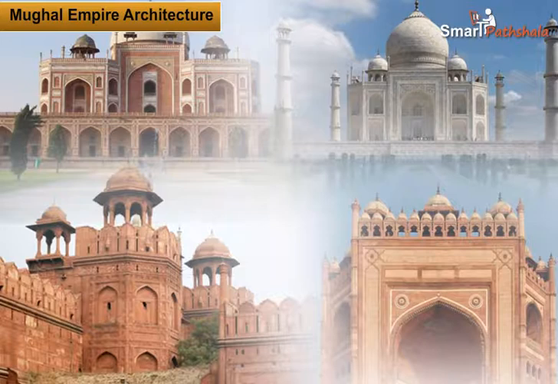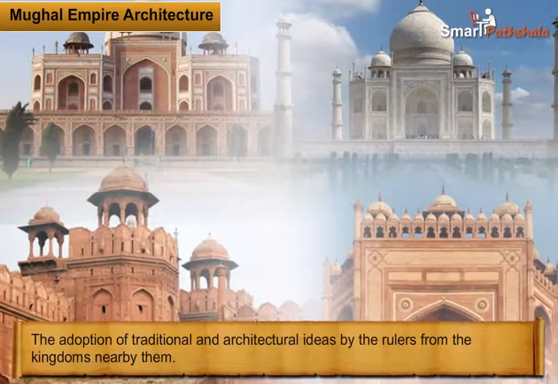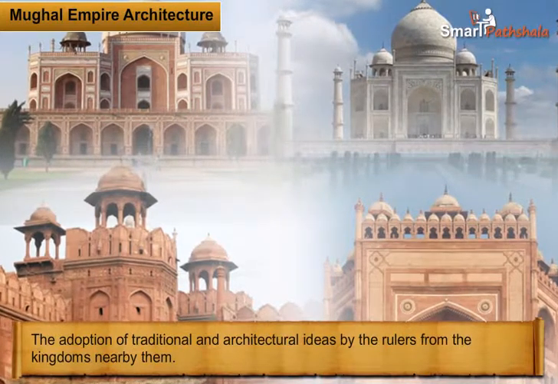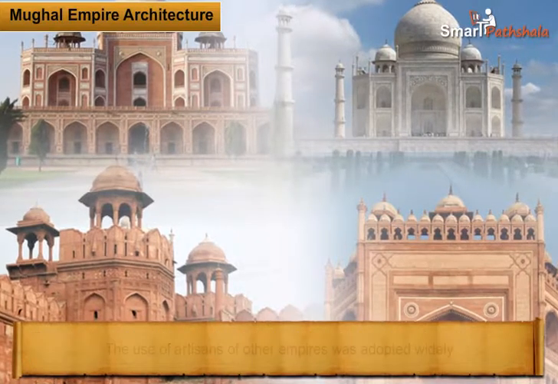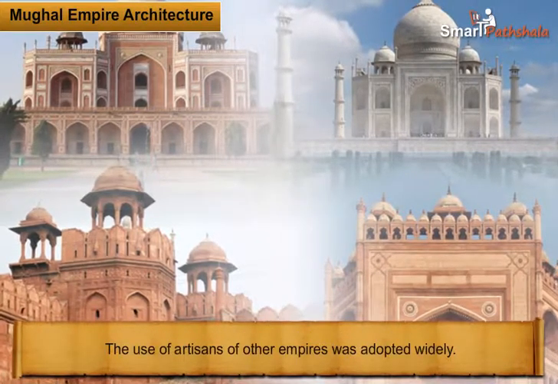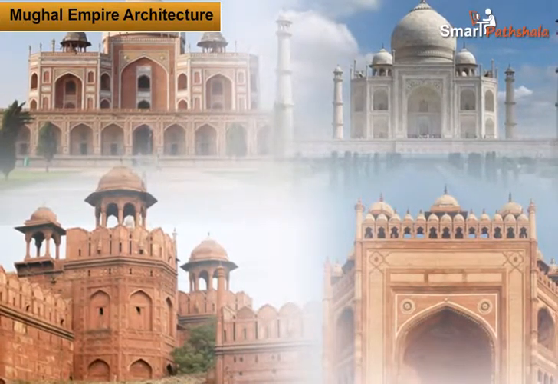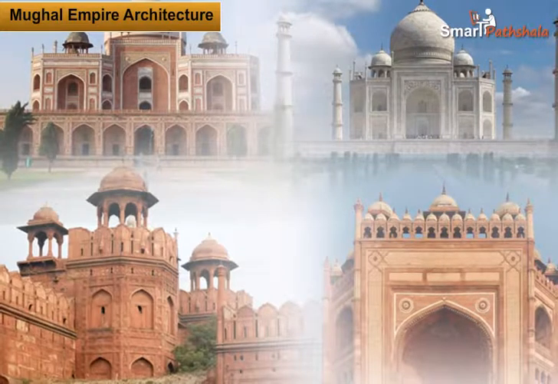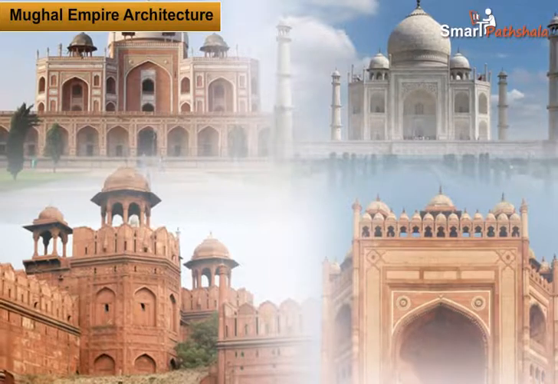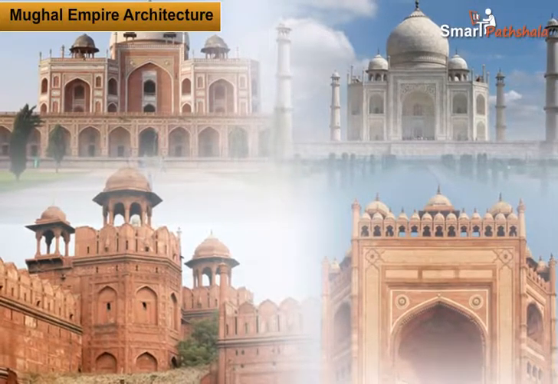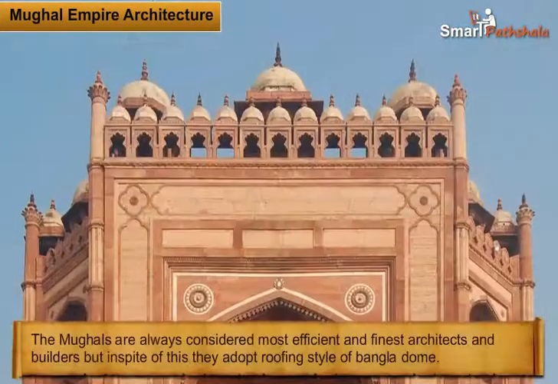Also, the construction activities in those centuries were carried out in a different way. The rulers adopted traditional and architectural ideas from the kingdoms near them. The use of artisans of other empires was adopted widely. Also, the kings preferred this because the people living in their empire belonged to different religions and traditions. This type of construction adds a special beauty to the structures.